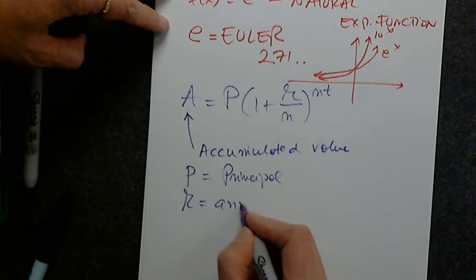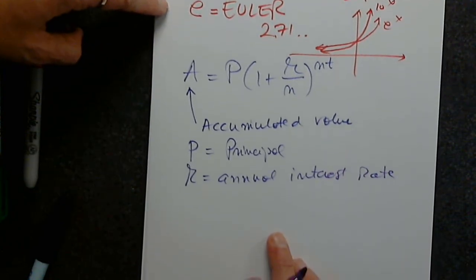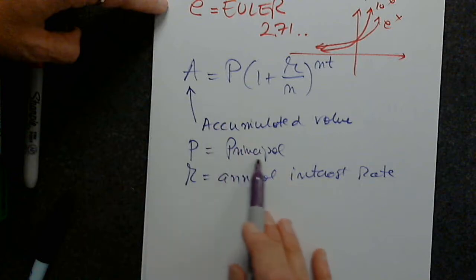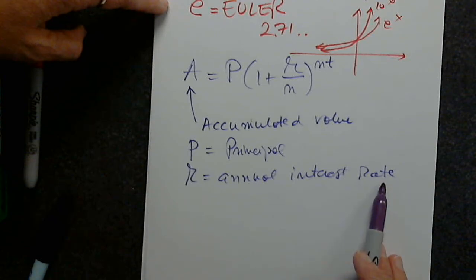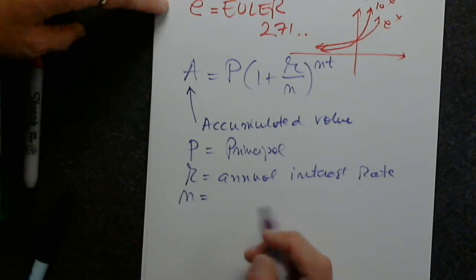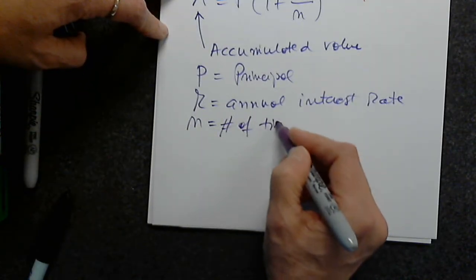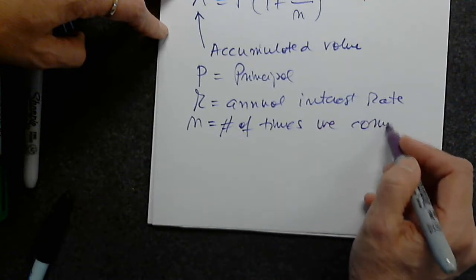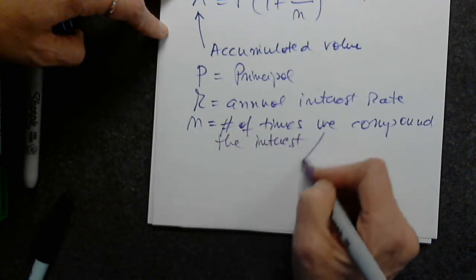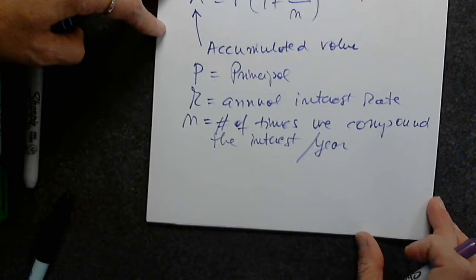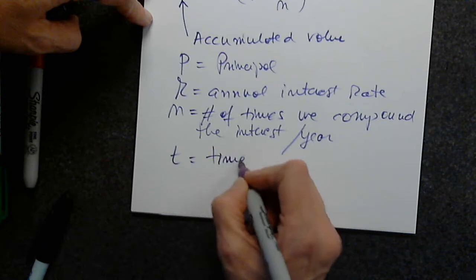Little r is the annual interest rate. So A is the accumulated value, P is the principal. Little r is not the radius of a circle, but is the annual interest rate. Little n is the number of times we compound the interest per year. The number of times we compound, we recalculate the interest per year. And little t is time in years.